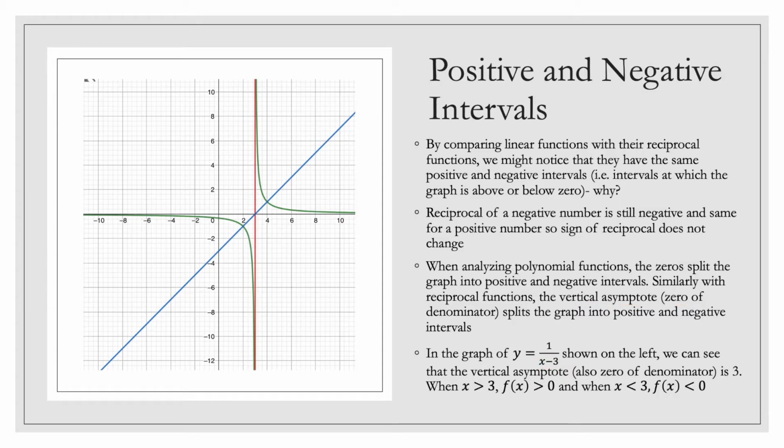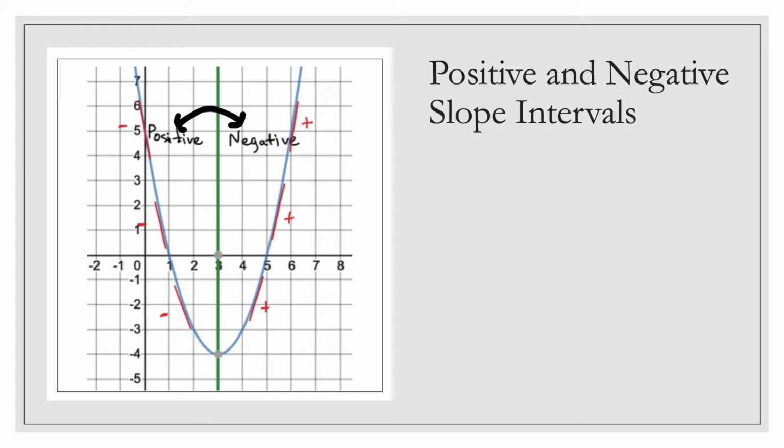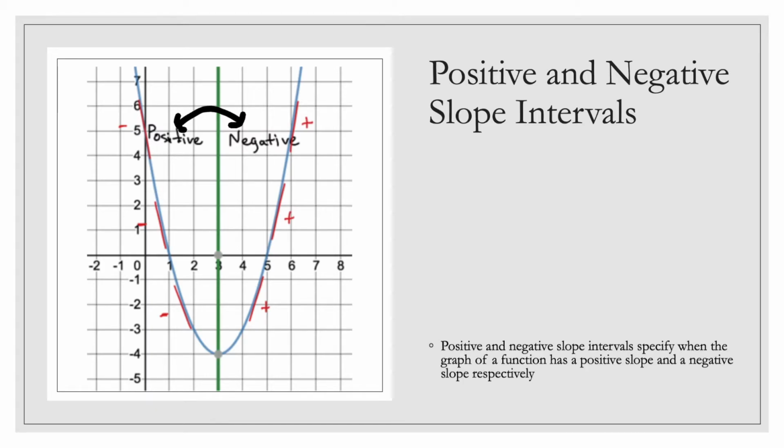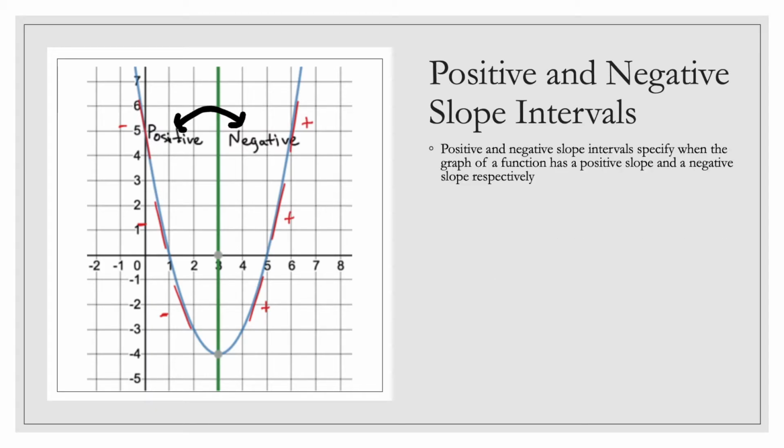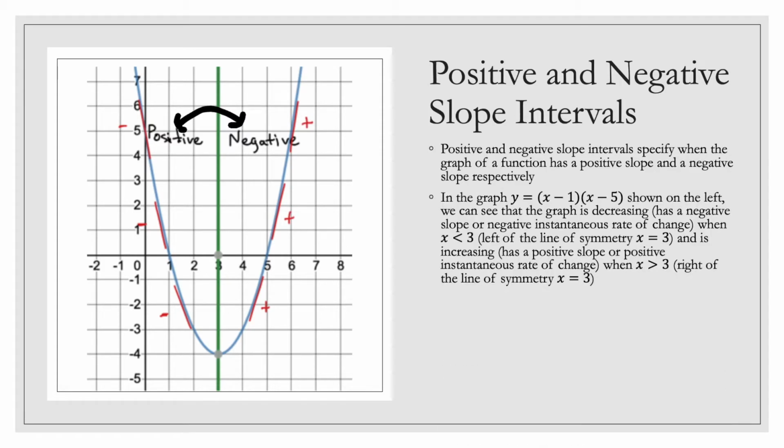Now let's look at the intervals of positive and negative slope. The intervals of positive and negative slope are simply the intervals in which the graph of the function has a positive slope or a negative slope respectively. Let's look at an example. The graph on the left is the graph that belongs to y is equal to (x minus 1) multiplied by (x minus 5). So we have a quadratic.